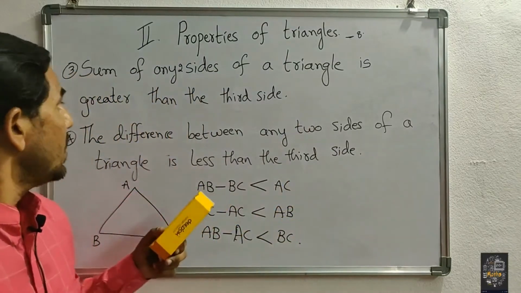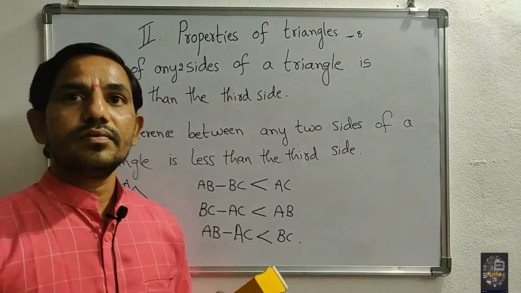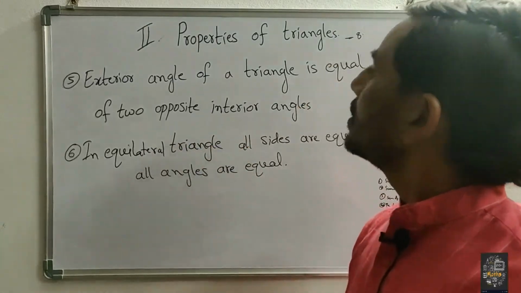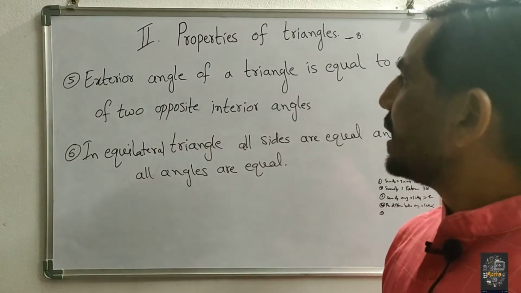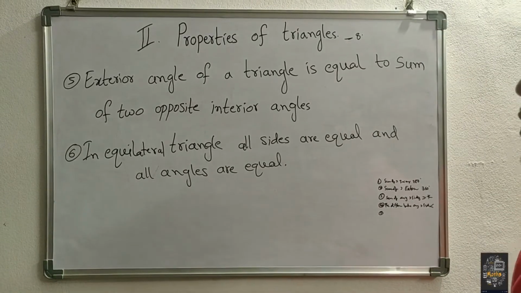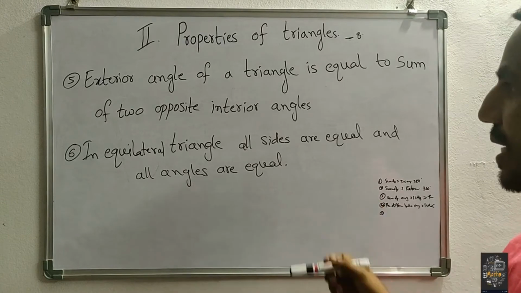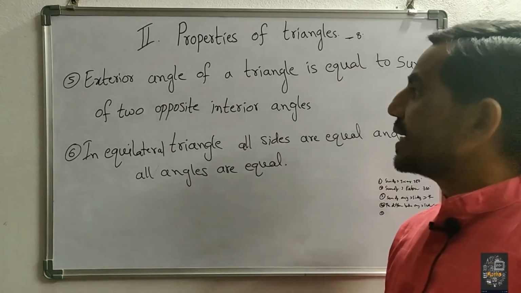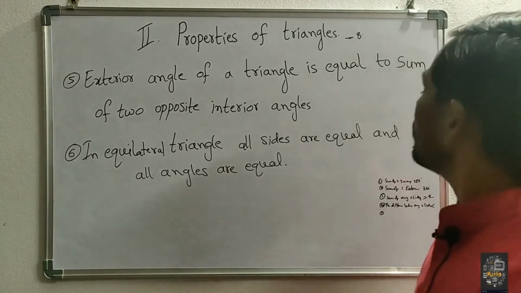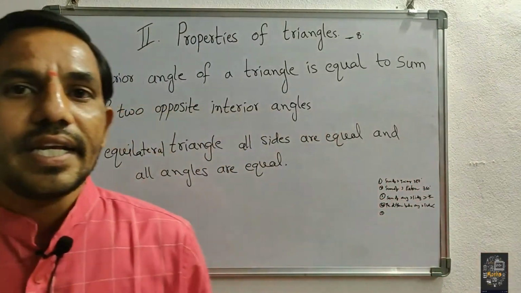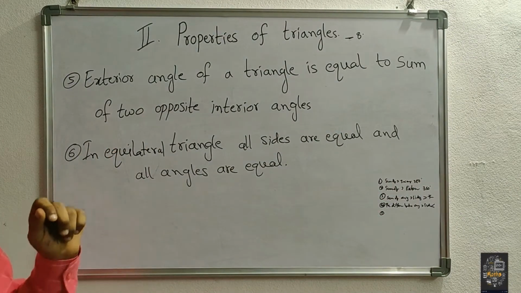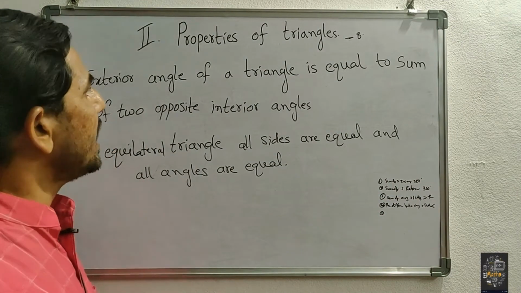Okay, now next one. Okay, fifth property, exterior angle of a triangle is equal to sum of two opposite interior angles. Once again I will repeat. Exterior angle of a triangle is equal to sum of two opposite interior angles.